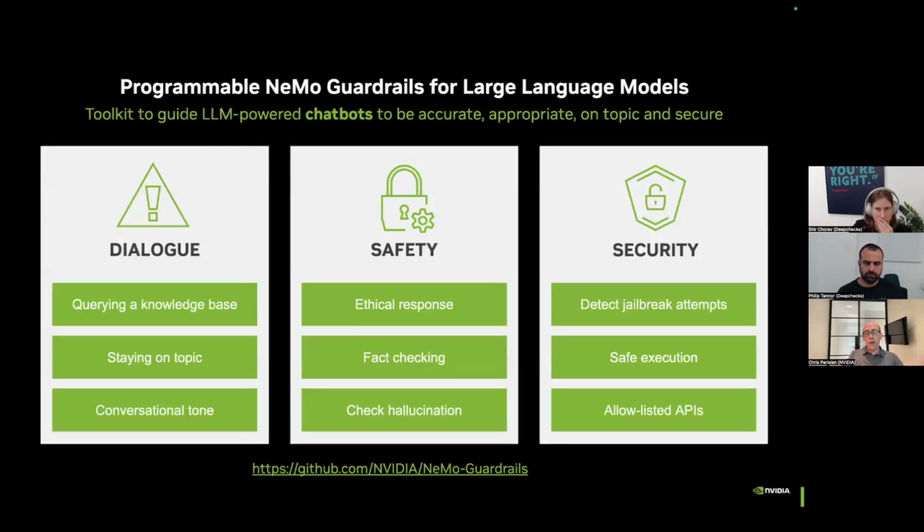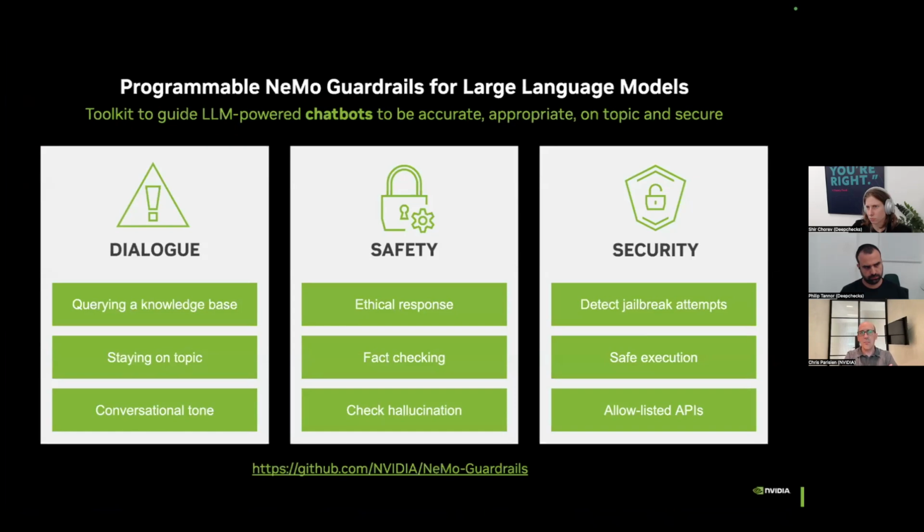So NeMo Guardrails is the toolkit that we had developed to help build some stronger assurances into your LLM-based applications. So Shir took us through a lot of these use cases. Really, when you're building these applications, particularly with chatbots, but really with any of these generative applications, there's a lot of things you want to consider.